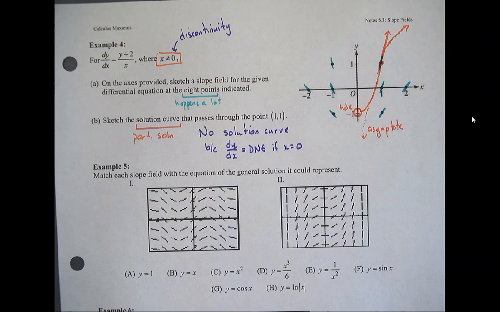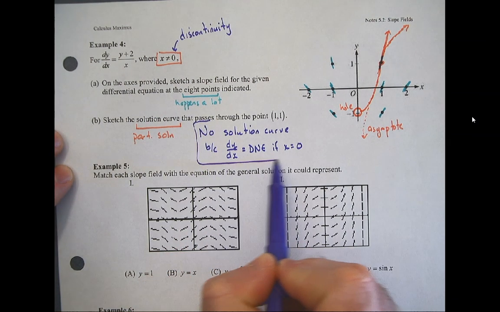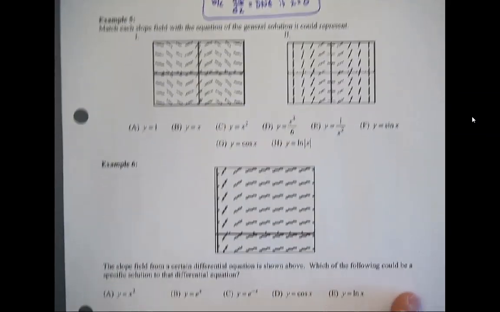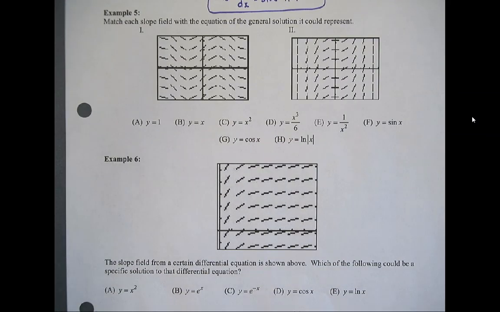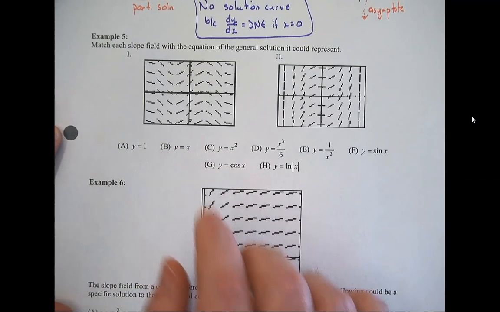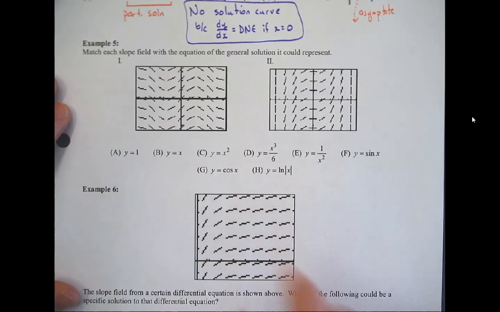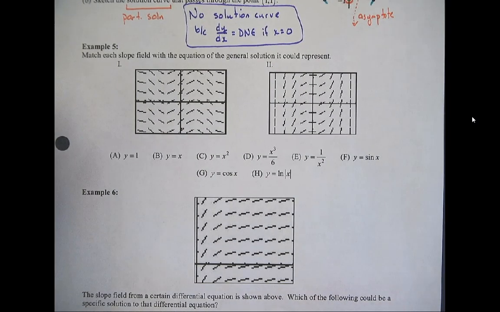So we have some discontinuity, so we can't finish our solution curve because x equals 0 doesn't exist. All right, these are kind of fun. This is where we would look at the curve and try to match it to the function. Some of these are easier than others. Now remember, this is the picture of the original curve, so it's all their slopes.